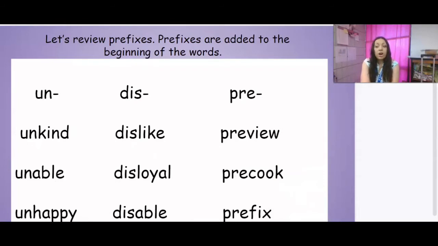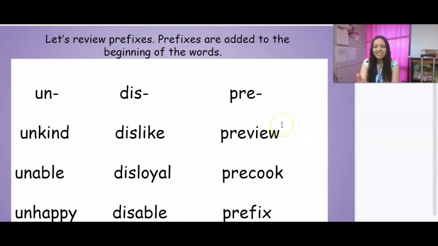All right, now we're going to review our prefixes. Remember, we didn't have that many. We just talked about them last week. These are brand new, and there's not that many. We have prefix UN, which remember is going to say not. So I have unkind, which means not kind, unable, which means not able, and unhappy, which means not happy. And then I have dis: dislike, disloyal, disable, and that means not.